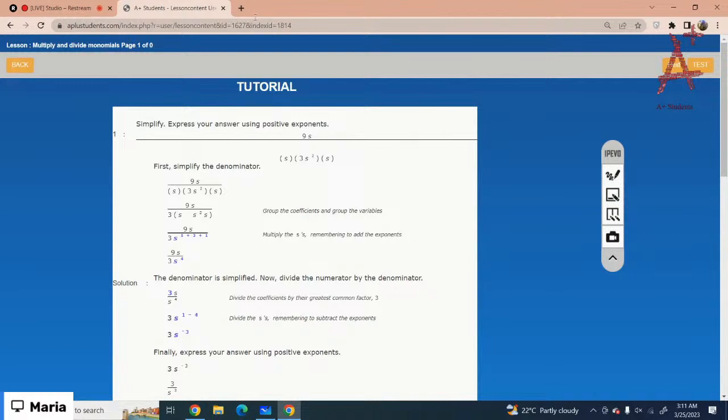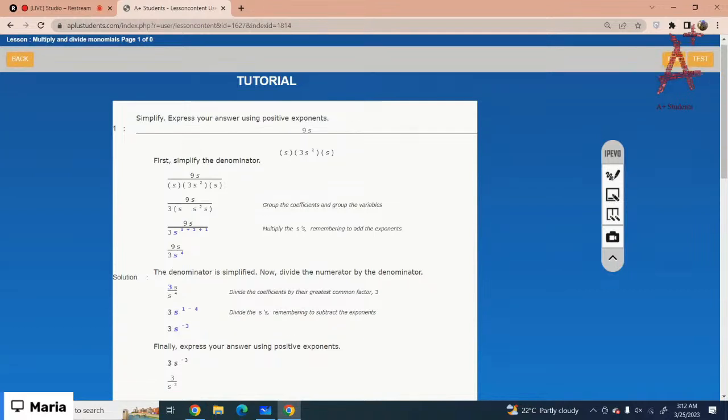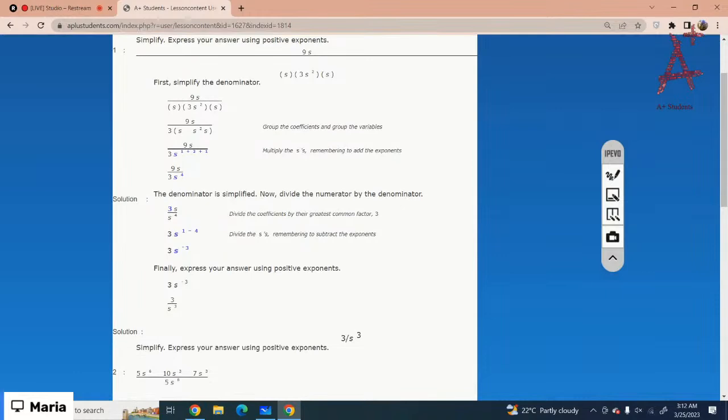Now you have s in the numerator and denominator. One of the s has the exponent 1 and the second one is 4. So just do 1 minus 4, which is minus 3. That means the correct option is 3 times s to the minus 3. You have to shift that s to the denominator, and it will then be positive, so it will be 3 over s cubed.